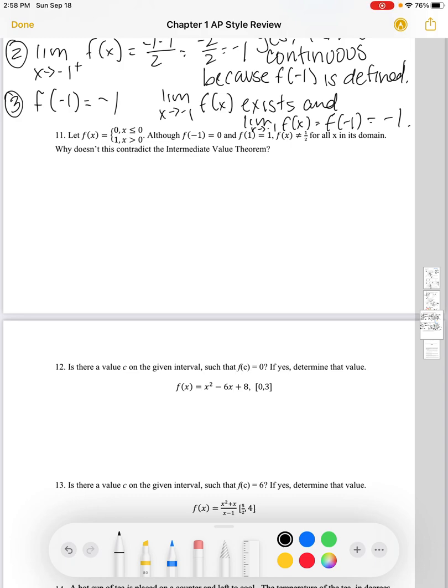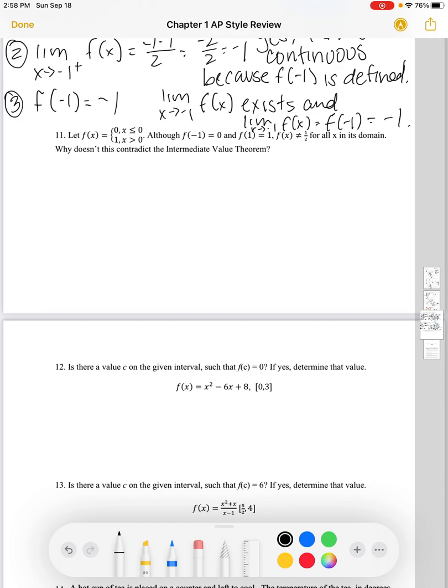This video is going to go through all the IVT questions, so 11, 12, and 13. First one, number 11: let f of x equal that piecewise function there. Although f of -1 equals 0 and f of 1 equals 1, f of x does not equal 1/2 for all x's in its domain. Why doesn't this contradict the IVT?